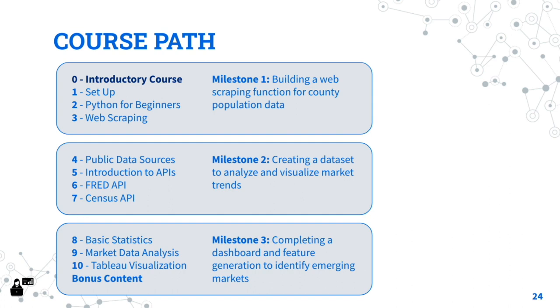The third section, which is my absolute favorite, will cover basic statistics such as mean, median, mode to view the distribution of our data and how to handle missing values. Market data analysis, merging our data sets across state, county, and zip code data. We will add features to monitor trends. Tableau visualization. Here we will create an interactive dashboard to analyze our market. Bonus content includes a preview to future courses such as machine learning and real estate analytics, analyzing a real estate deal, and automation techniques.